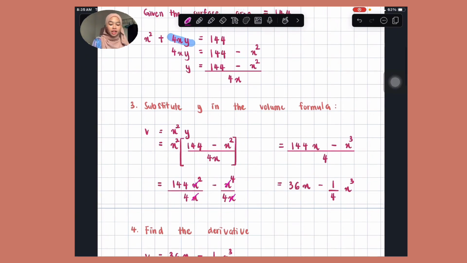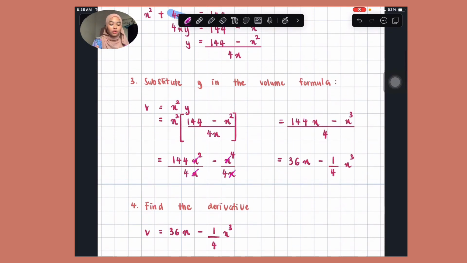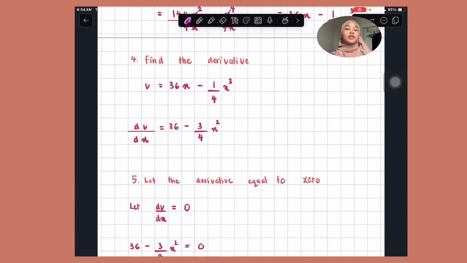After we eliminate it, we will get 144x minus x to the power of 3 over 4. And then the final answer will be equal to 36x minus 1 over 4 x to the power of 3. So next is to find the derivative. In order to find the derivative, we are going to differentiate the answer from step number 3.